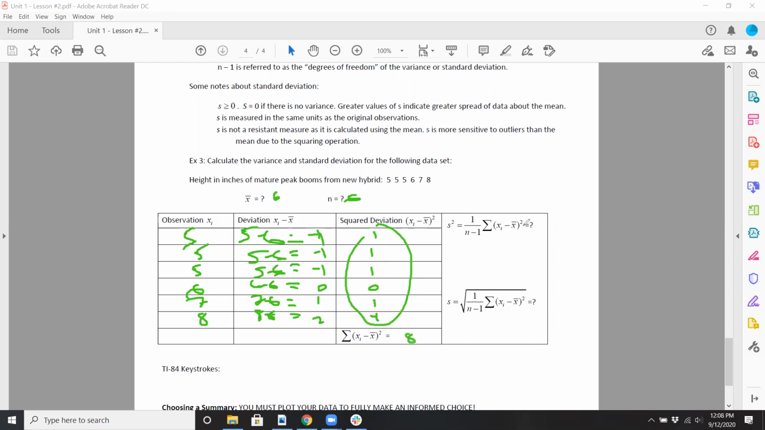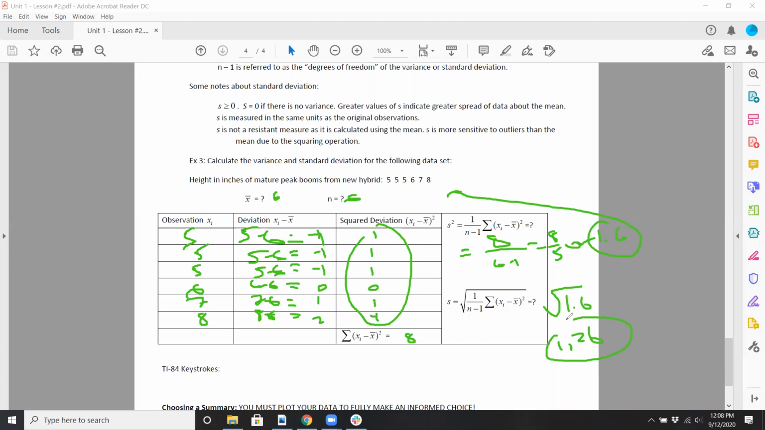Then what I do is I take the summation and divide by n minus 1. So 8 over 6 minus 1, I get 8/5 or 1.6. So that's my variance for my data here. It's 1.6. Then if I square root it, I get 1.26.